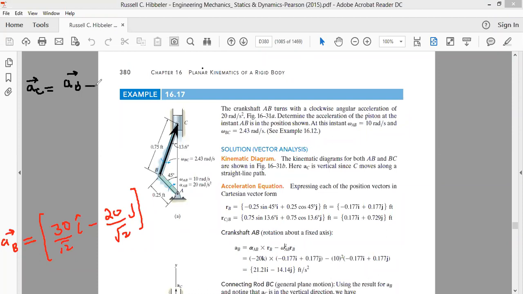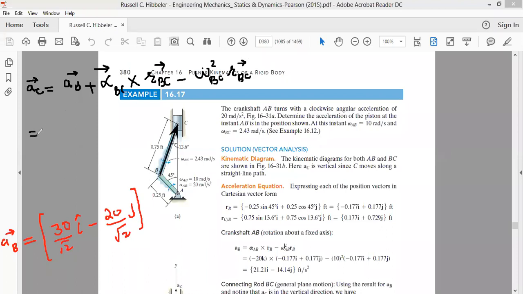plus angular acceleration of bc, that is alpha bc, cross r bc, radius vector from b to c, minus omega bc square, omega of bc squared, cross multiplied by the radius vector from b to c, that will be r bc vector. Okay, so we can substitute the values.